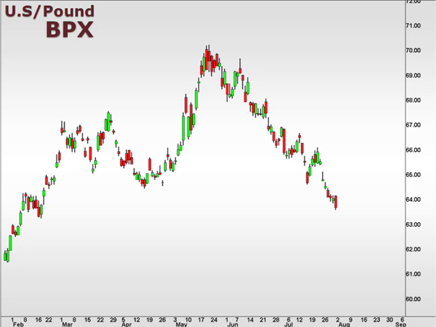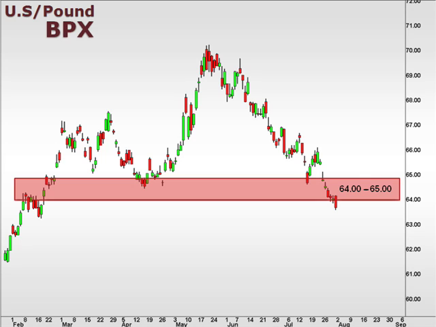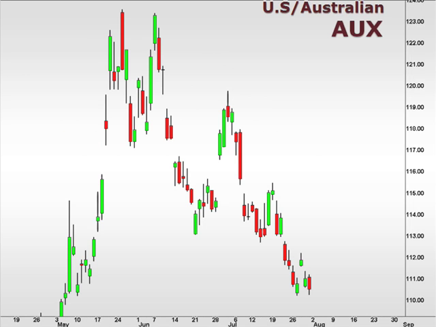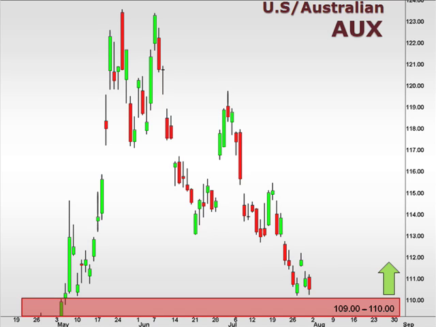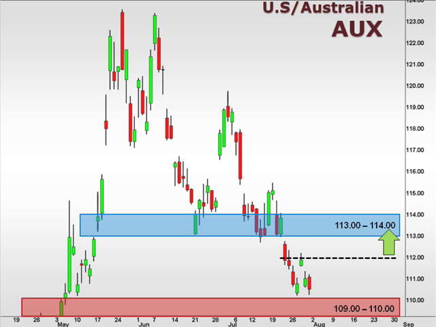Next up, the BPX, the US versus the British pound. Well, the BPX broke below a major support level established several months ago, opening the window for a move towards 62. Consolidation back into the 64-65 focal zone opens the window for a possible retracement towards 66. Next up, the AUX, the US versus the Australian dollar. Well, the AUX is testing our 110 support level, and we do anticipate a bounce here that should hit 112. A break above 112 opens the window for a move into this 113-114 focal zone.